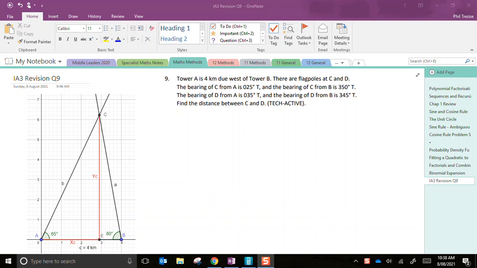So we have here that tower A is 4 kilometres due west of tower B. So I started drawing my diagram. I put tower A at the origin of the XY coordinate system, and if that's to the west, it means B is to the east by 4 kilometres, so I just located this at point (4, 0). There are flagpoles at C and D.